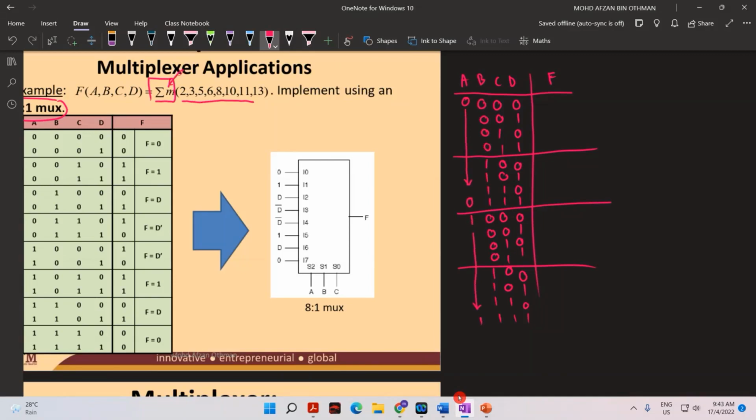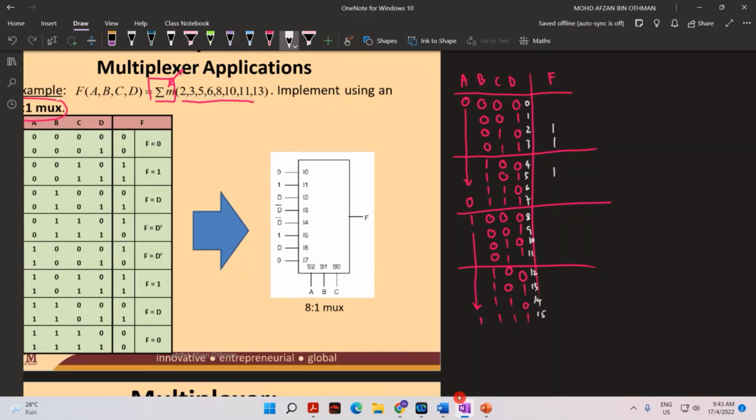Kenapa min term? Kita nampak ni summation of small m. Okay, so kita nak dapatkan truth table. Macam mana nak dapatkan truth table? Kamu put the indexings lah: 0, 1, 2, 3, 4, 5, 6, 7, 8, 9, 10, 11, 12, 13, 14 and 15. Kalau kita tengok sini 2, 3, 5, perlu letak 1 lah.